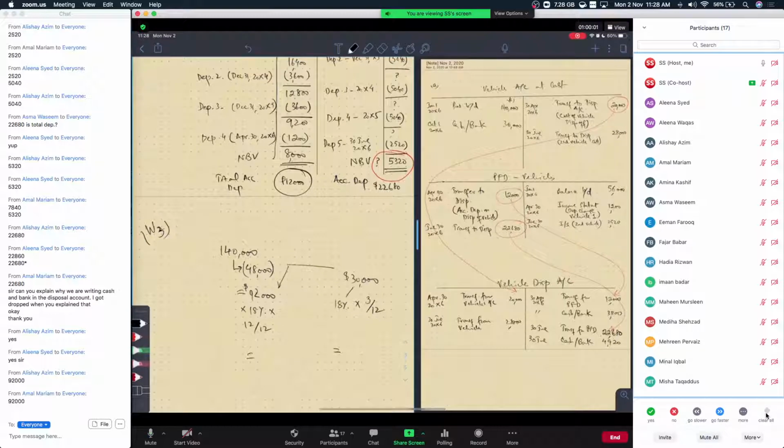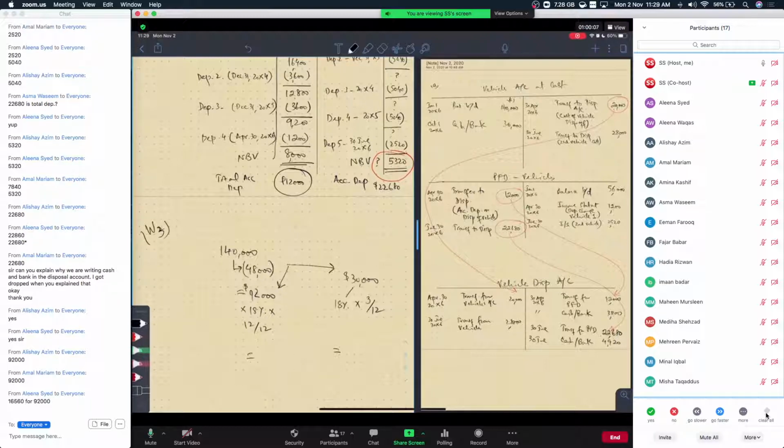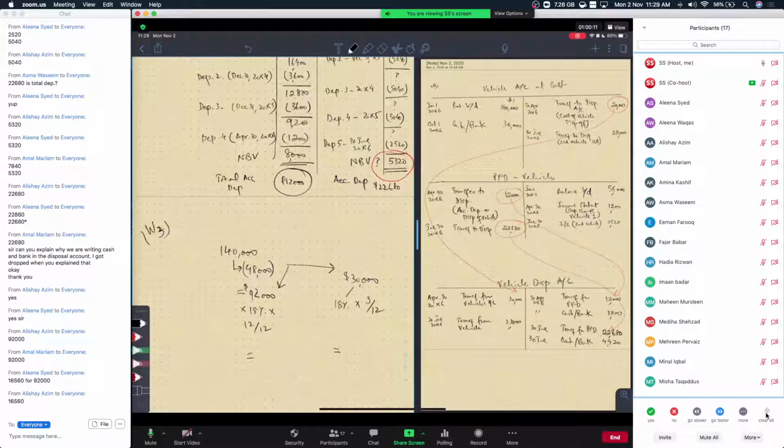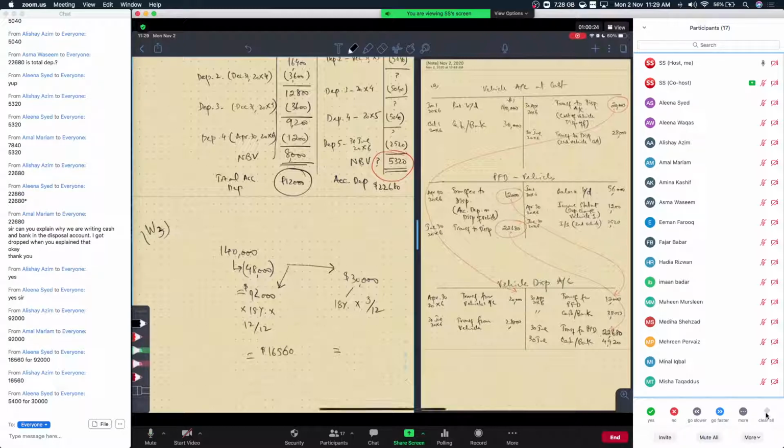So you have your overall assets divided into two categories. $92,000 worth of assets have been used for the entire year, and $30,000 costing assets have been used for just 3 months. 16,560 for 92,000, thank you, Alina. 16,560 comes here, and 5,400 comes here, right?